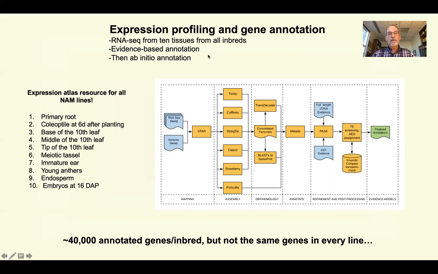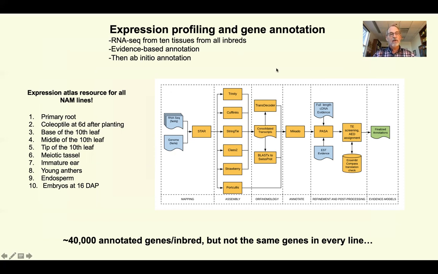And then this becomes the basis for evidence-based annotation. This type of thing can only get you genes for which you have expression in one of the 10 tissues, and it doesn't do well when there's low coverage. So we also need to add to that what's called ab initio annotation, which is a machine learning type of annotation, which then predicts where other genes are that it may have missed because of the absence of evidence.